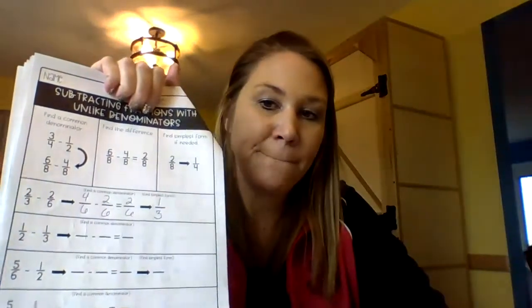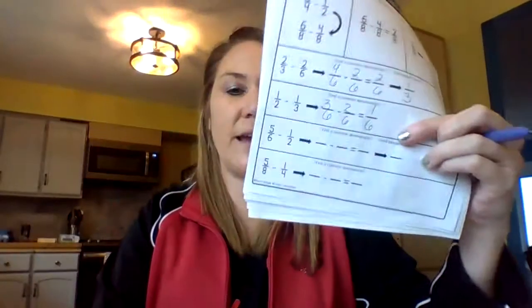Look at your next one. 1/2 minus 1/3. What's your common denominator? You should have used 6. So 2 times 3 is 6. For the two fractions, 1 times 3 is 3. For 1/3, 3 times 2 is 6, and 1 times 2 is 2. 3 minus 2 is 1. So you should have 1/6. You're done. You don't even have to simplify, you lucky duckies.